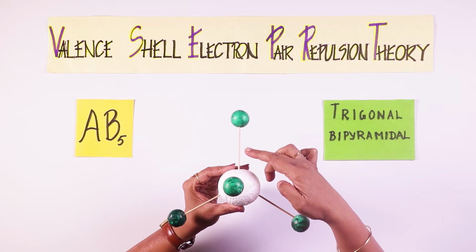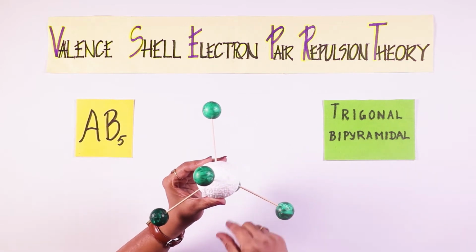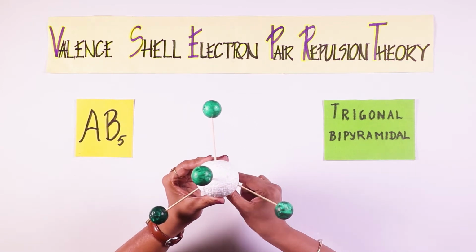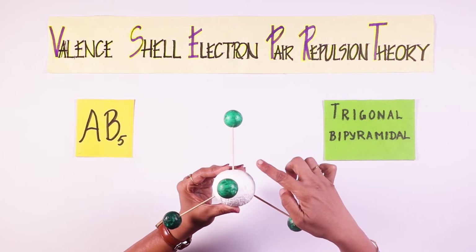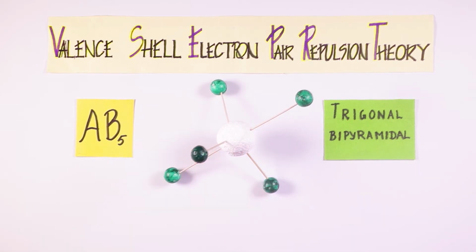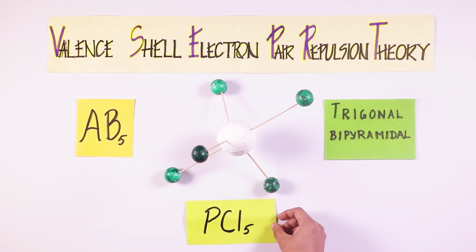These 3 bonds are called equatorial bonds and these 2 bonds are called axial bonds. Axial bonds are always longer than the equatorial bonds. An example of AB5 kind is PCl5, where phosphorus has 5 electrons which are bonded to 5 chlorine atoms.